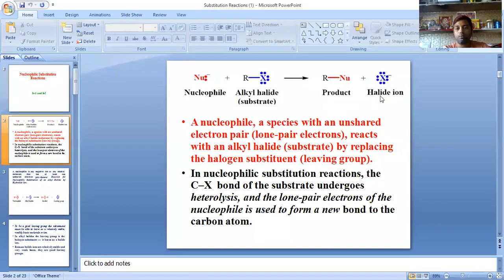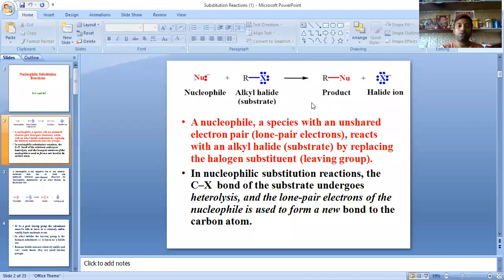So this type of reaction is known as a substitution reaction. This has been brought about by the nucleophile. That is why it is known as a nucleophilic substitution reaction.